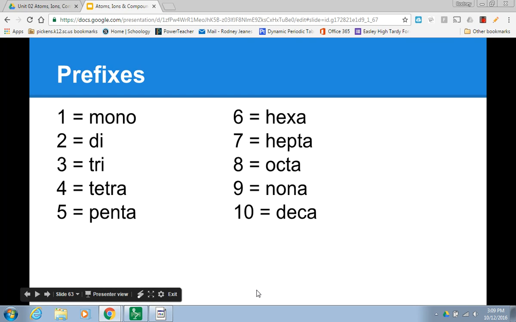All right, you might want to take your notebook and jot these down someplace in your notebook. These are the Greek prefixes that you need to know. So jot these down in your notebook. You might want to pause at this point. Go ahead and write these down.